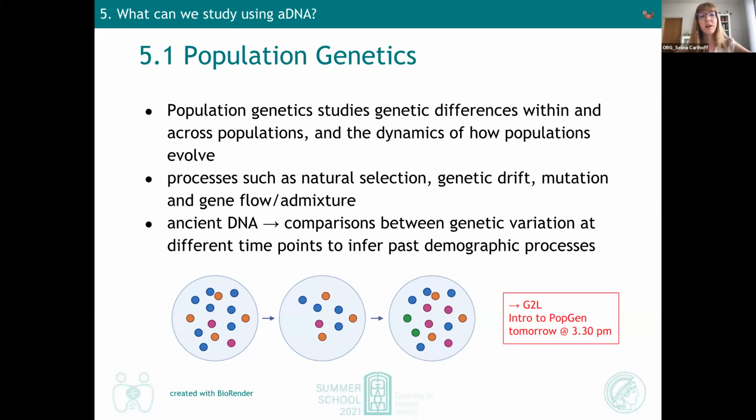And the processes that we're looking into to find that out are, for example, natural selection, genetic drift, mutations, and also, of course, gene flow and admixture processes between different groups. So with ancient DNA, it's possible to directly compare the genetic variation at different time points, and from that, try to infer what demographic processes happened to result in the genetic variation we see in later time periods.